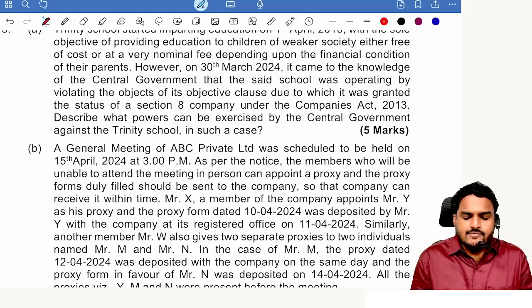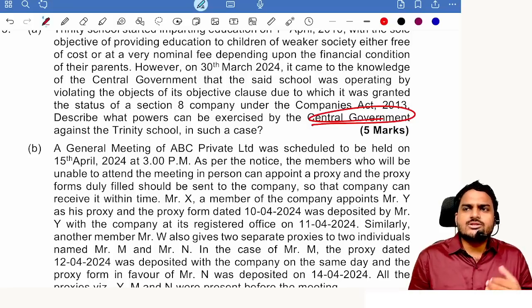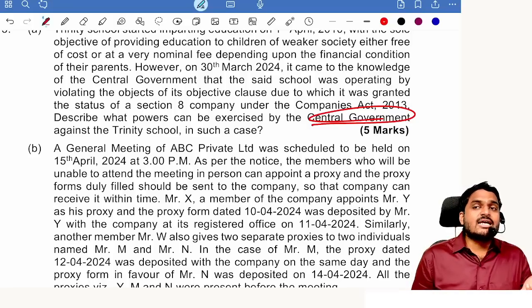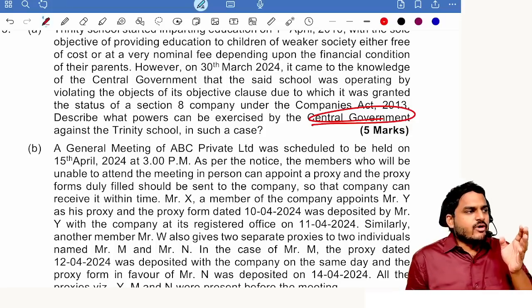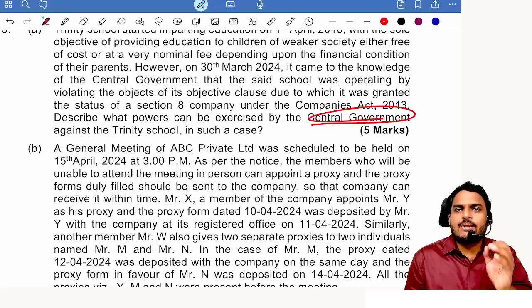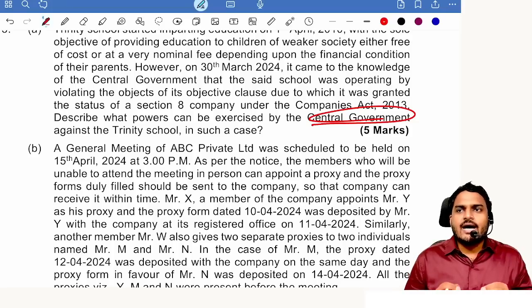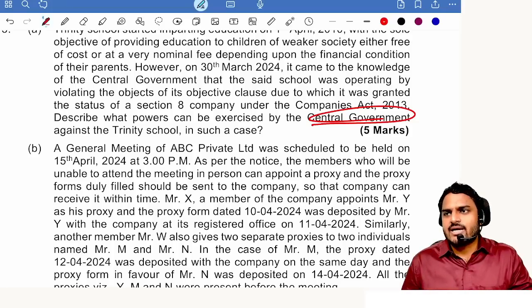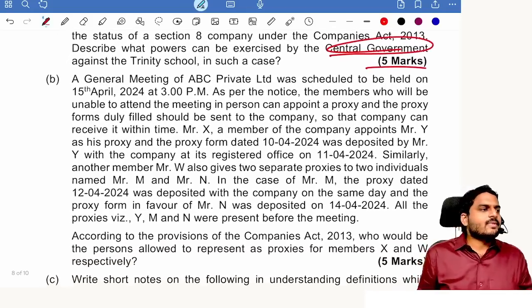Simply, you have to write powers of CG. After giving reasonable opportunity of being heard, revocation of license happens. Upon revocation of license, amalgamation with a similar Section 8 company or winding up of the Section 8 company, and liquidation proceedings follow. The surplus amount arising out of liquidation shall be transferred to the fund under IBC, Insolvency and Bankruptcy. 2 marks.